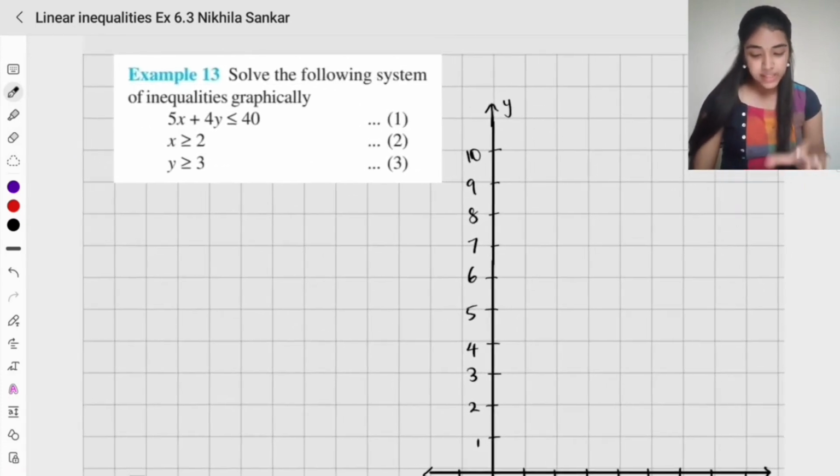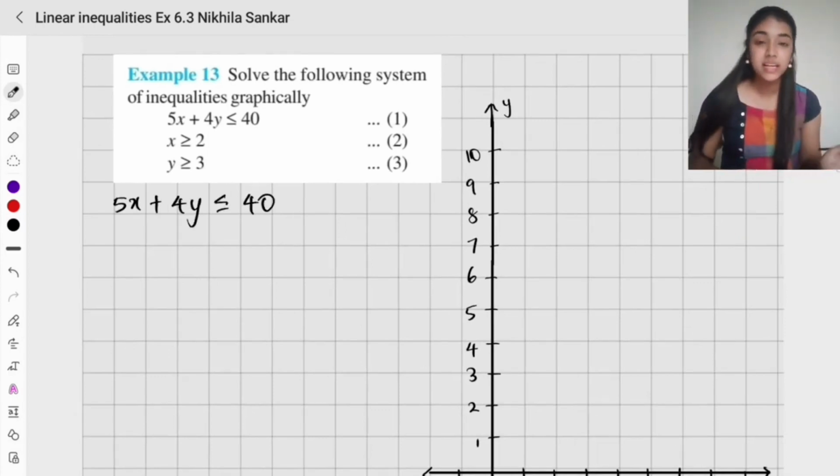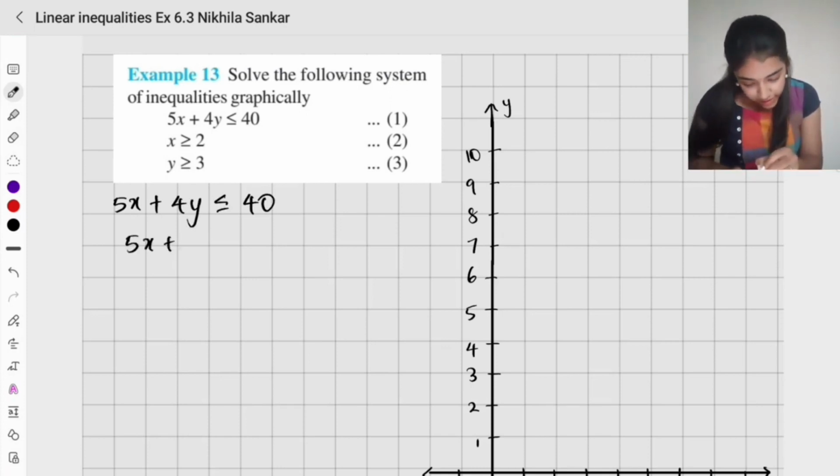Example 13. Now in this example there are 3 different inequations. So we can draw them one by one. So what is my first one? 5x plus 4y less than or equal to 40. Here everything is a slack inequality. So you can draw a thick line. So first 5x plus 4y equals 40.